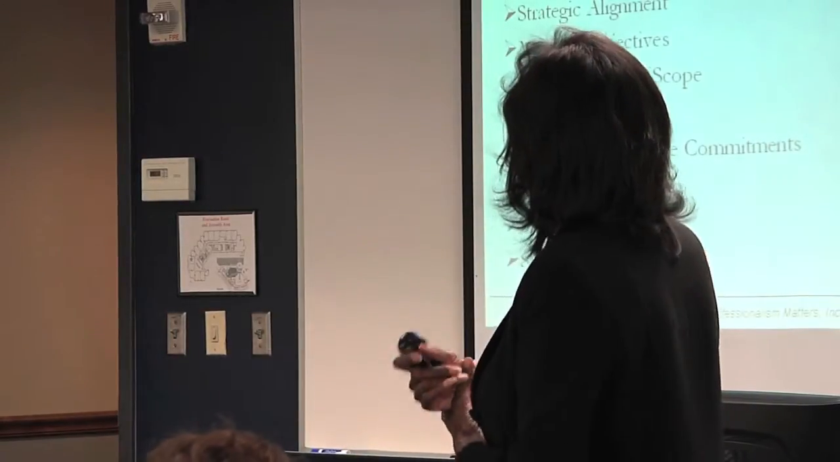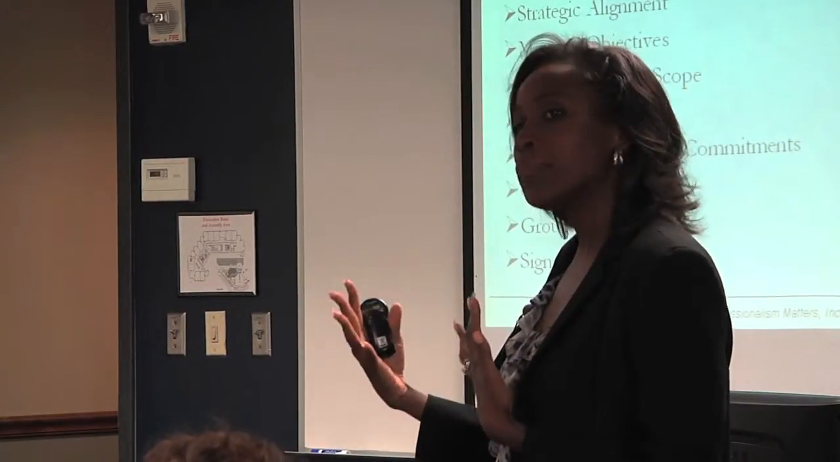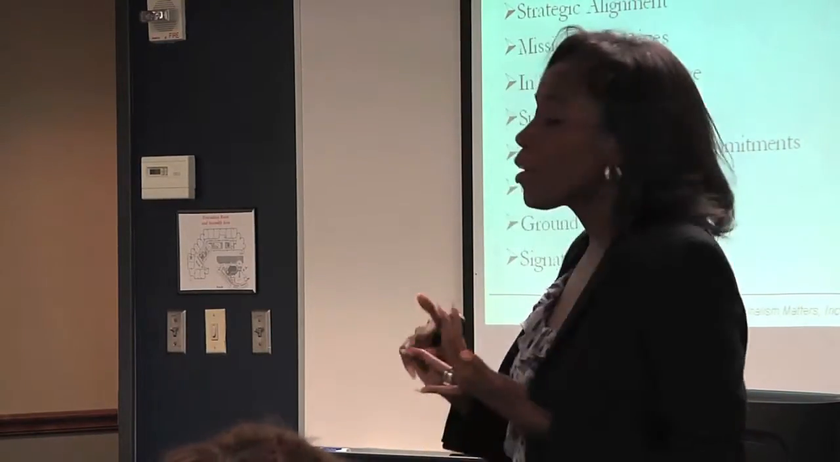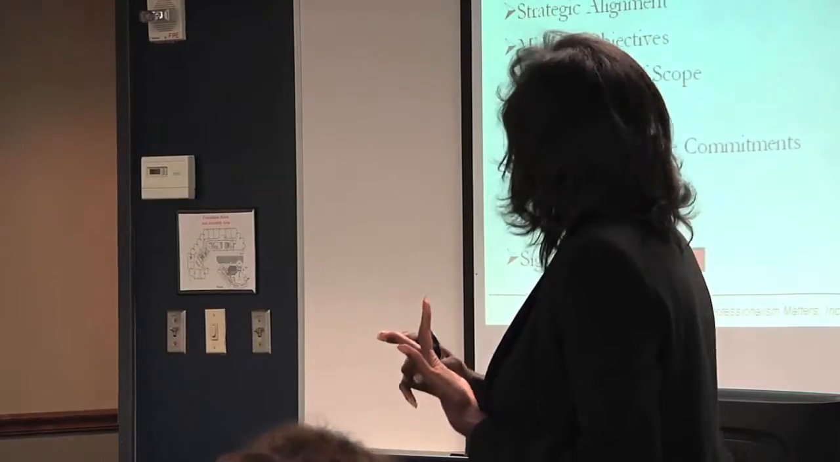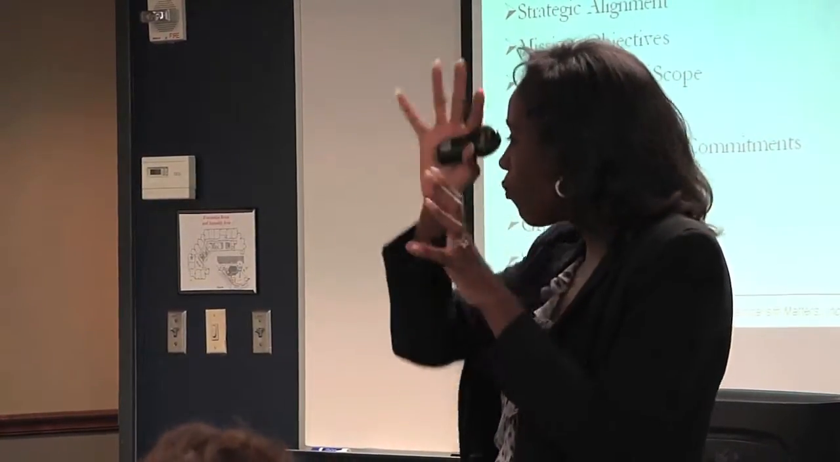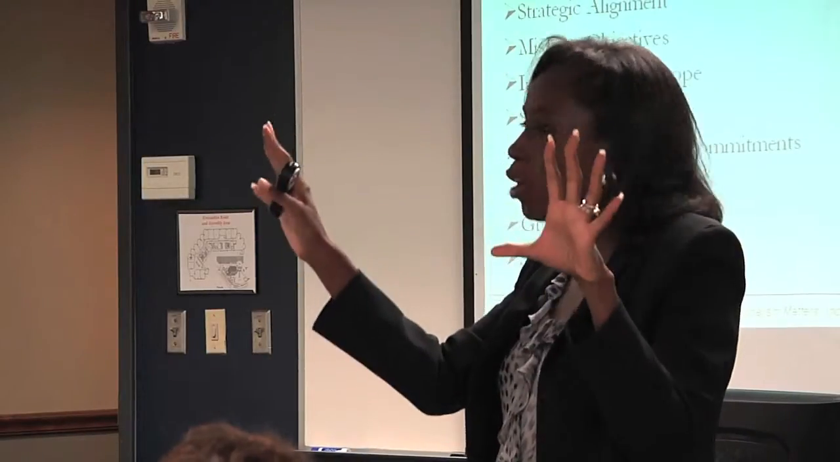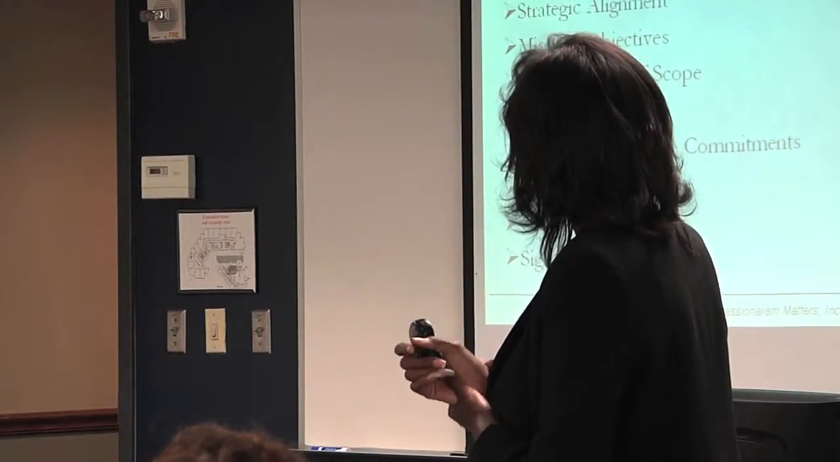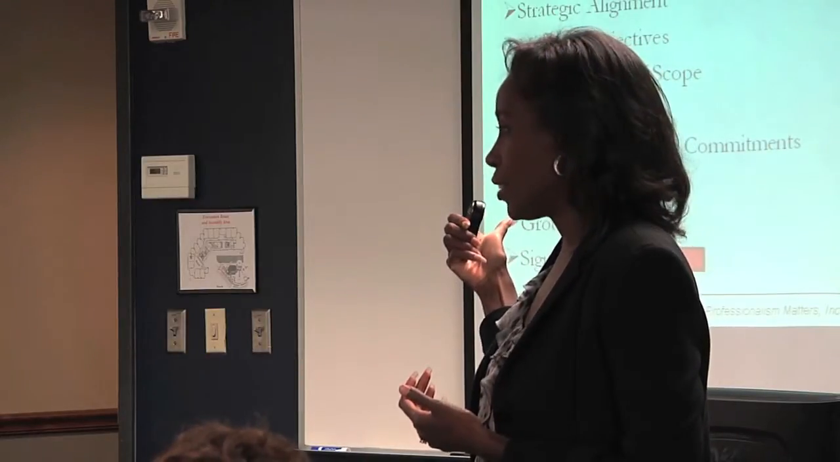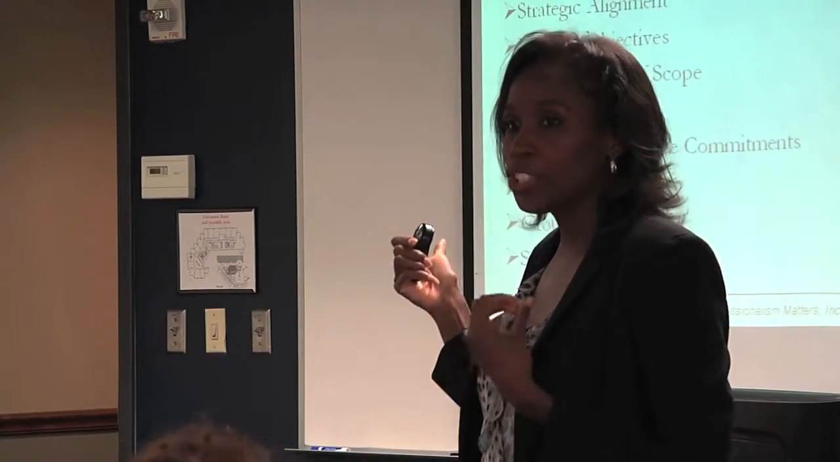For those who haven't used them before, these are some of the items you might want to include. A team name, the team leader, members, sponsor, strategic alignment. Figure out how this team's role fits in with the overall strategy of the organization. Define the mission, define the objectives. That sounds really simple, but you'd be amazed.